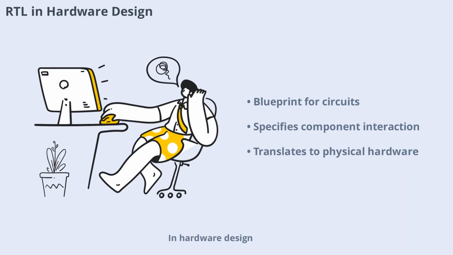In hardware design, RTL serves as the blueprint for building digital circuits. Designers use RTL to specify how components like registers, ALUs, and memory interact. This high-level description is then translated into hardware description languages and eventually into physical circuits.